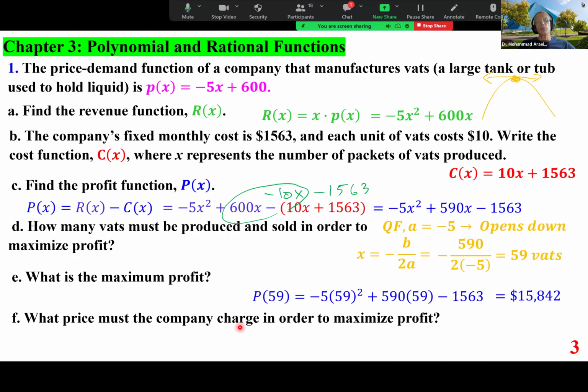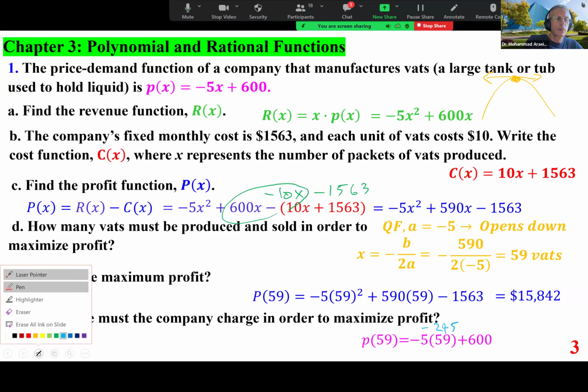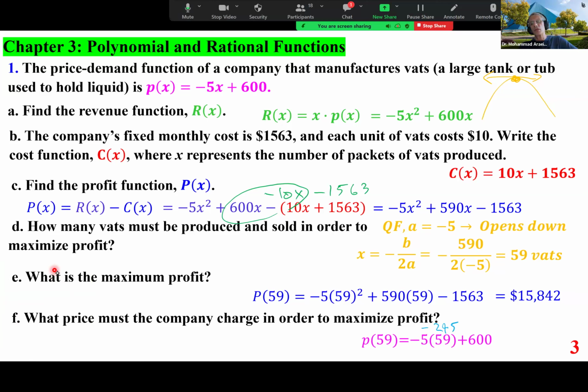What price must the company charge in order to maximize profit? Here's the price function. And plug in x equals 59. Minus 5 times 59 is negative 295 and 600, $305. That's what we should charge.